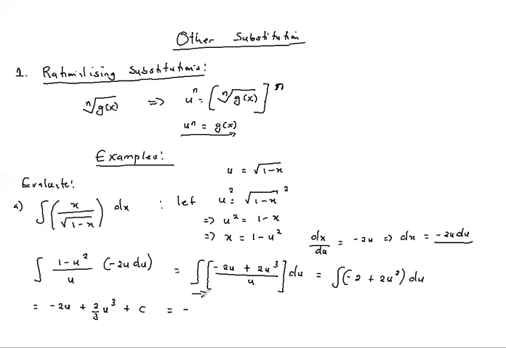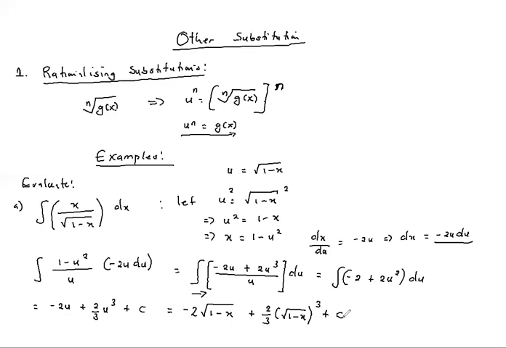So now we have negative 2 times the root of 1 minus x, plus 2 over 3 times 1 minus x to the power 3 over 2, plus c. So we have such substitutions. This is called the rationalizing substitution.